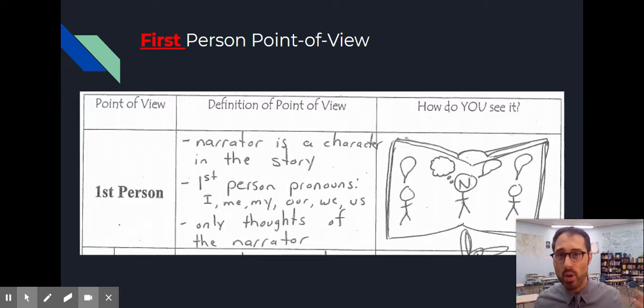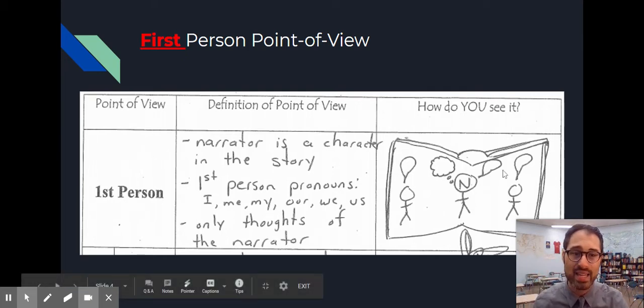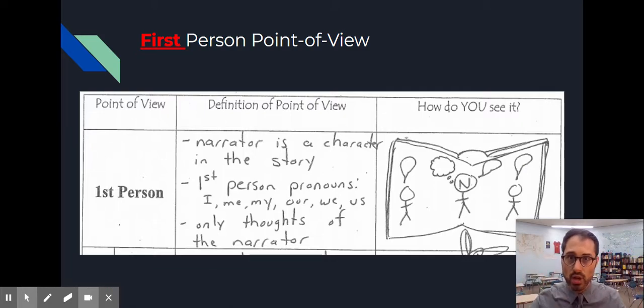They might say, I'm going to the store and I really don't want to. That's all in their head. They're the ones telling the story. Now, any of these characters can say the word I in their spoken words. So if it's in quotation marks, anything goes. But we're looking at the narration of who's telling the story. If we see I, me, mine, other first person pronouns, we know we are in first person point of view and we only get the thoughts of one character.